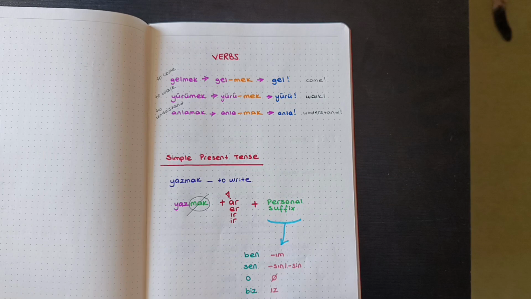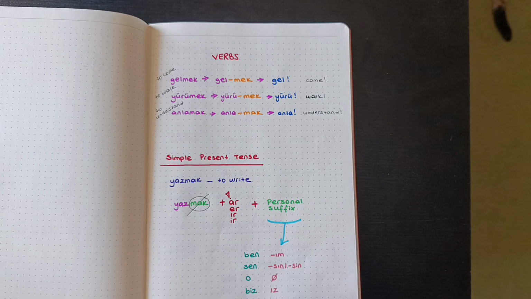Yürümek, yürümek, yürü. Anlamak, anlamak, anla. To use it, start by removing the mak or mek, then add suffixes and particles according to usage.